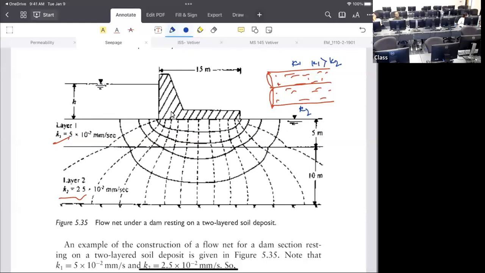If the resistance is low, the water will find its way easily through the soil. If the resistance is high, water will not pass through it easily, so it will take longer time, and water will pass through slowly. If the resistance is high, it will take longer time.